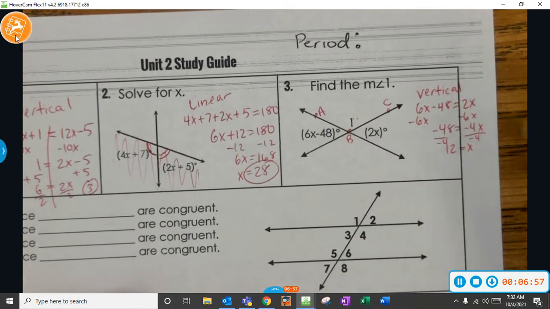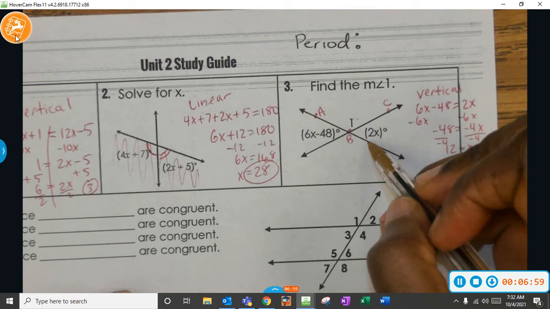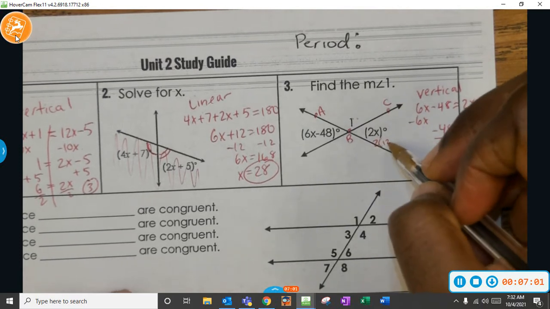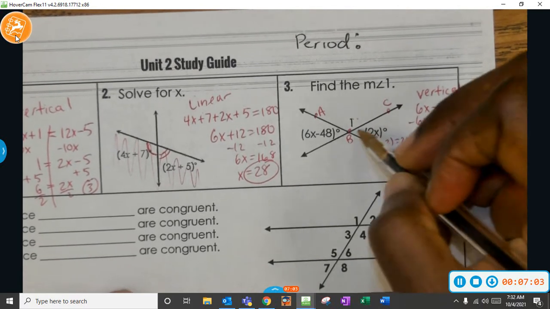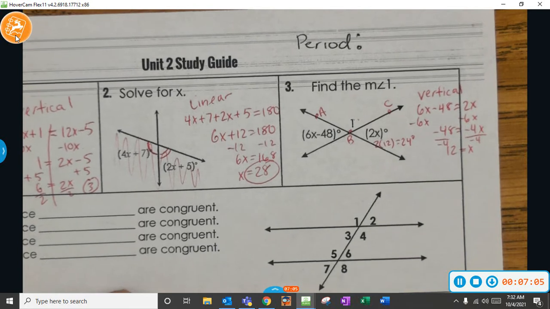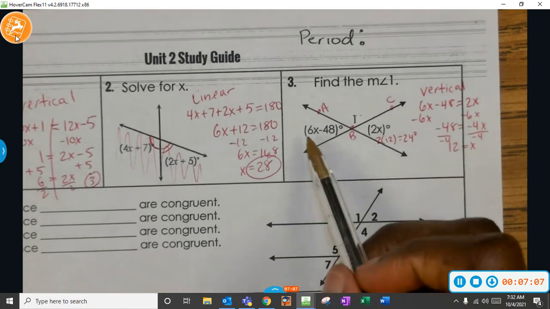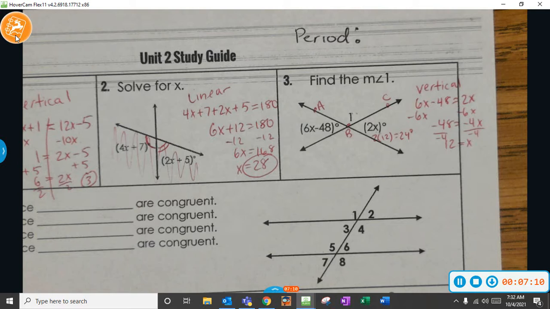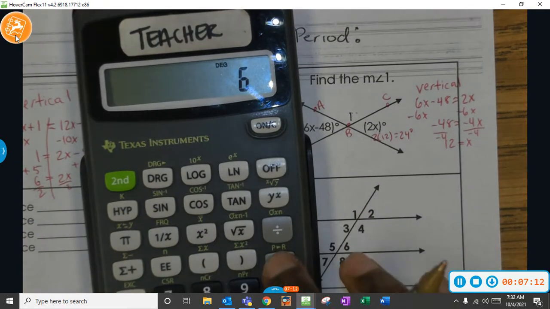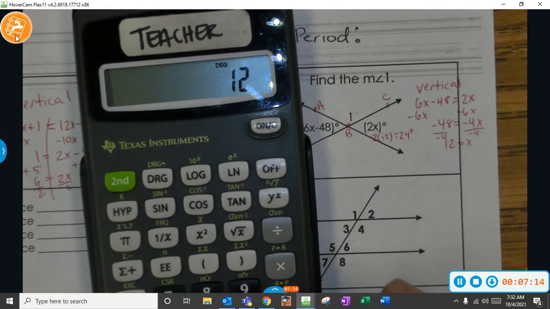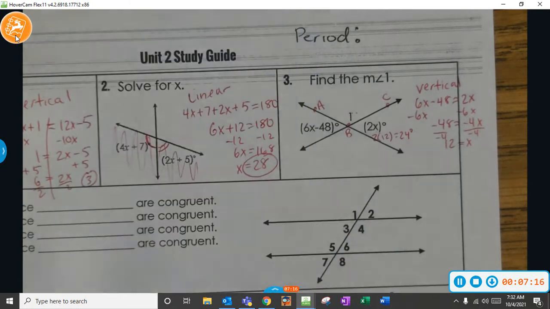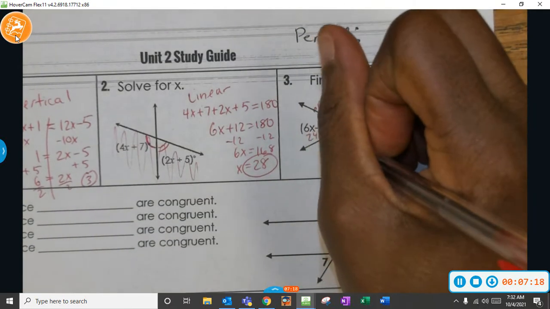Okay, once we have x, we can figure out what degrees this angle is. So if I do 2 times 12 here, this angle is actually 24 degrees. And a quick check for my work: if I plug 12 in here, it also should equal 24 because they're vertical. So 6 times 12 minus 48 is also 24. So this also gave me 24, which is right.